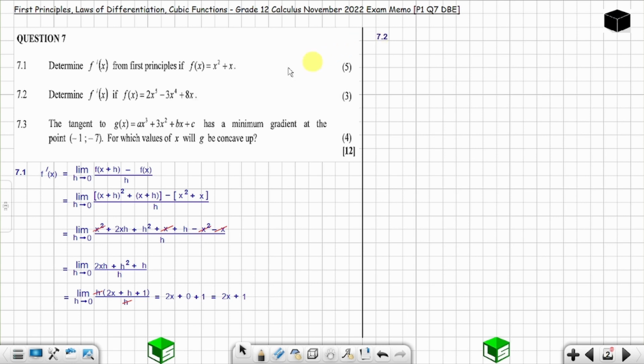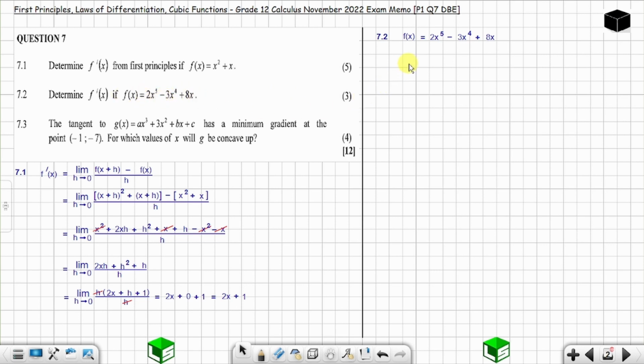7.2. Determine f prime of x if f of x is equal to this. This question is 3 marks. You are not required to use the first principles. So you can use the laws of differentiation or the rules of differentiation. Okay, so f of x is equal to this. This is what you are given.